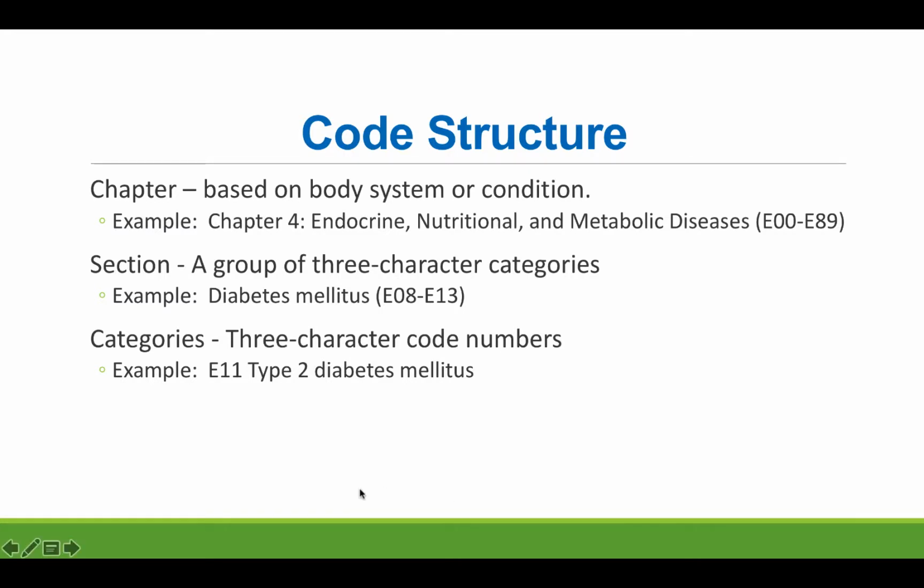Now let's talk about the code structure in more detail. Every chapter is based on a body system or condition. For example, Chapter 4, Endocrine, Nutritional, and Metabolic Diseases, in parentheses, E00 to E89. After the chapter, you have sections. The section is a group of 3 character categories. For example, diabetes mellitus, E08 to E13. After your section, you have categories. 3 character code numbers are what indicate a category. For example, E11, type 2 diabetes mellitus.